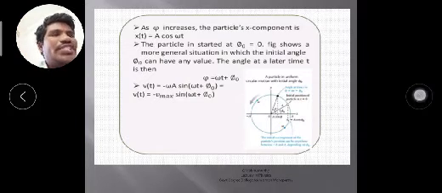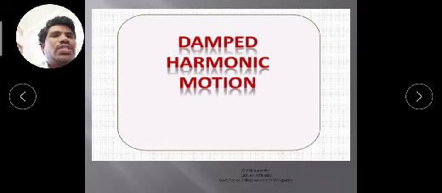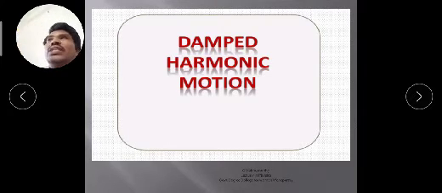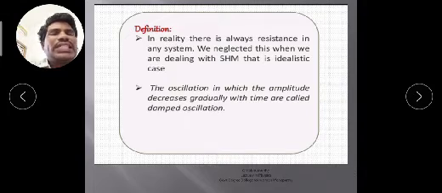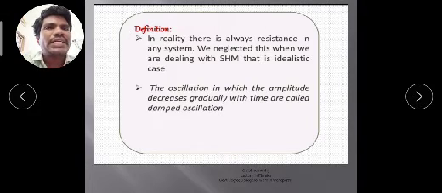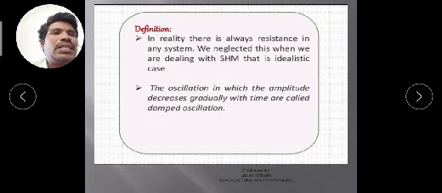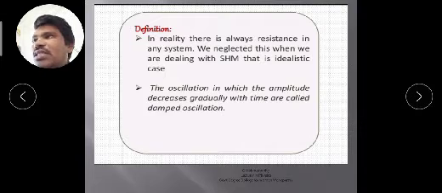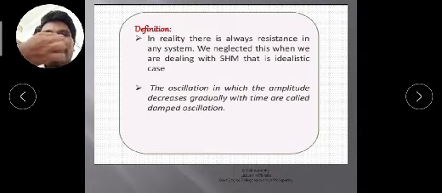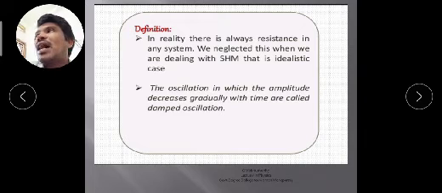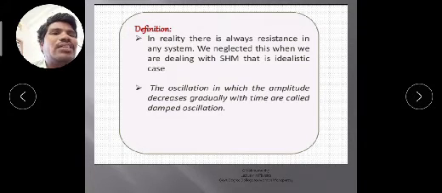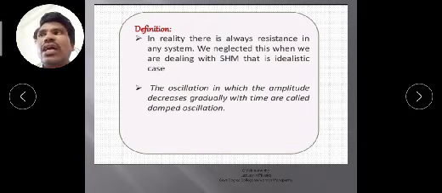And now we are going to damped harmonic motion. Damped harmonic motion is another motion in waves. So the definition of damped harmonic motion is this. In reality, there is always a resistance in any system. We neglected this when we were dealing with simple harmonic motion. That is an idealistic case. In simple harmonic motion, we neglect the resistance that opposes the vibrations. But actually every system will oppose its own motion.